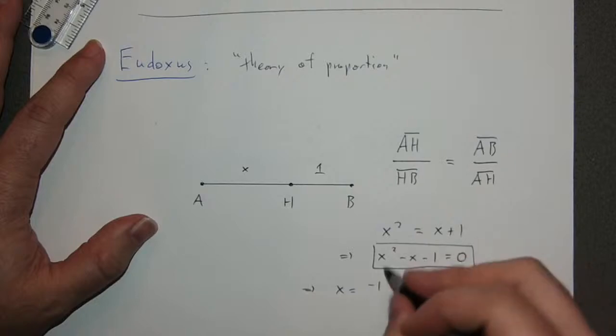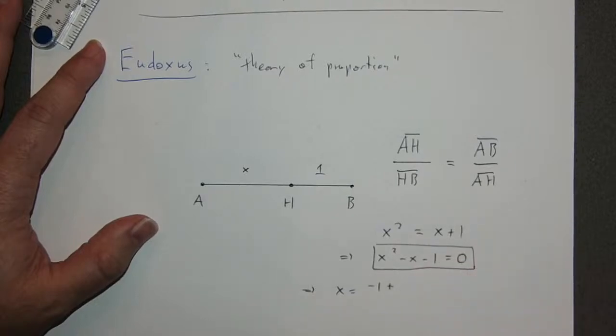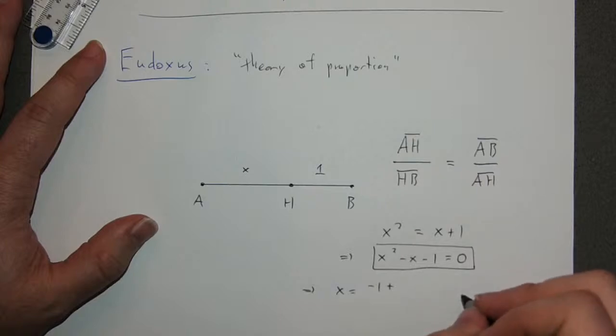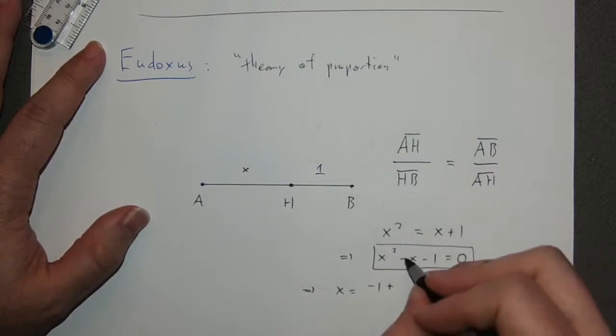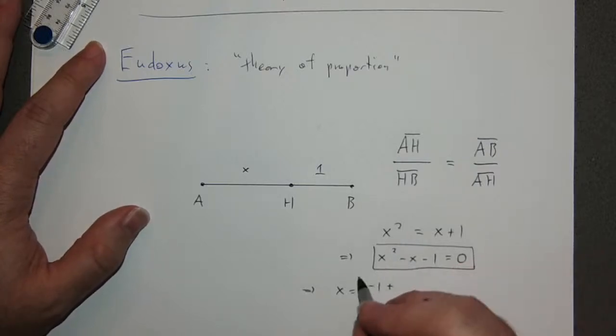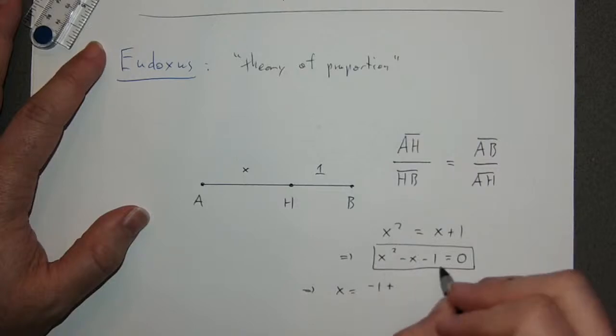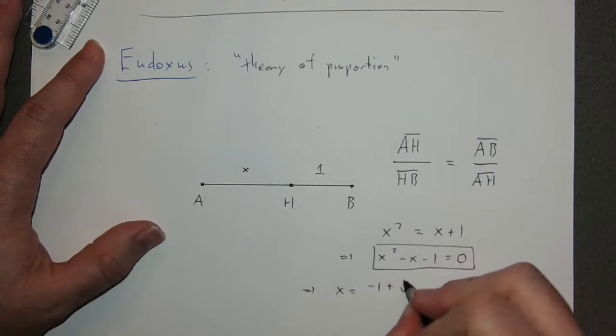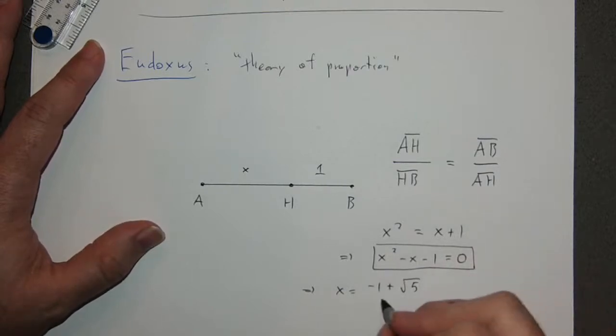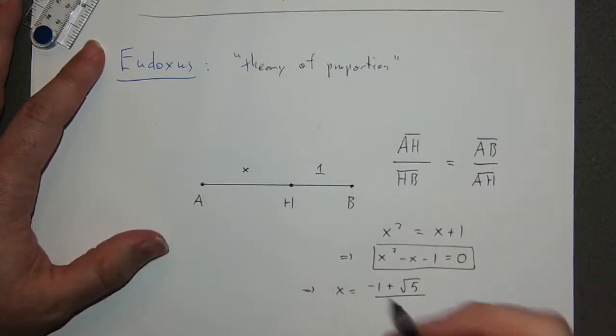I'm going to take the plus here, so this is minus 1 plus square root of b squared minus 4ac. Well, b squared is minus 1 squared, so that's 1. Minus 4 times a, which is 1, c, which is minus 1. So that's 1 plus 4, or 5. So this is minus 1 plus root 5 over 2.